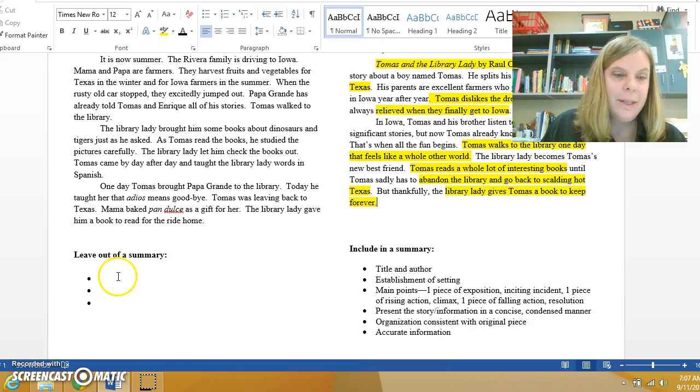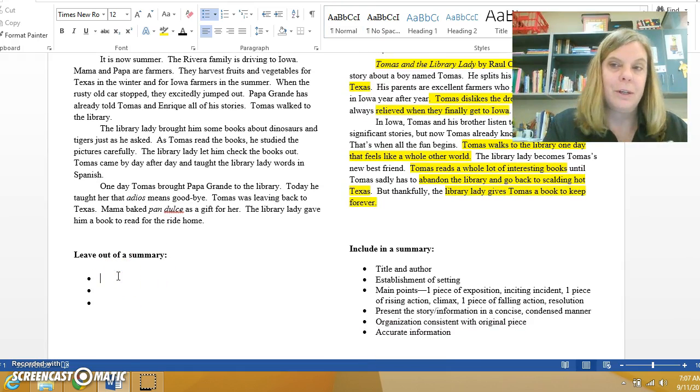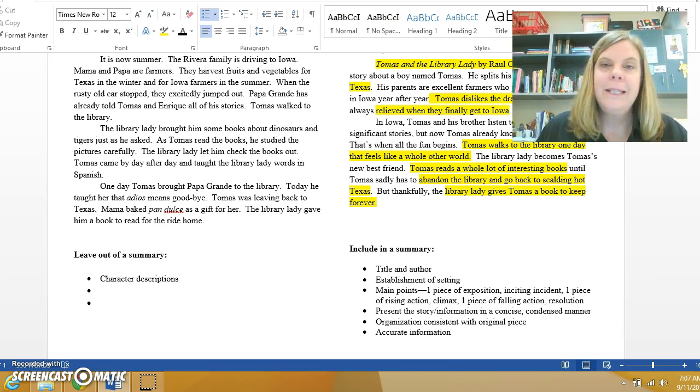Now let's look at some of the things that you definitely want to leave out of the summary. And those include character descriptions. You don't want to go into a whole lot of detail about who the characters are and what they're like, because the readers will find that out when they actually read the book.